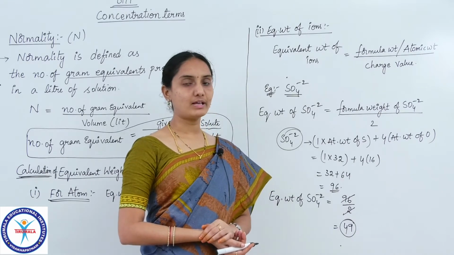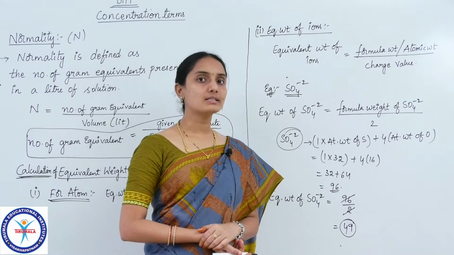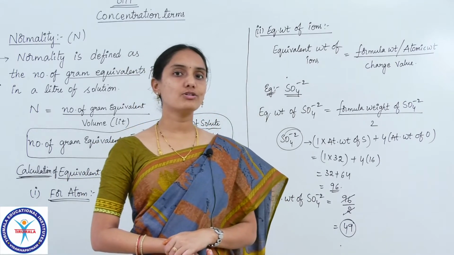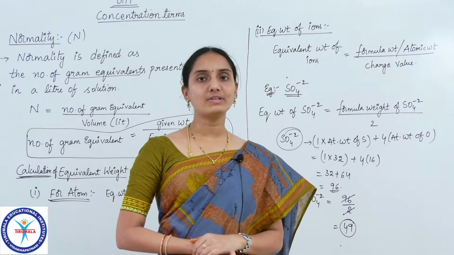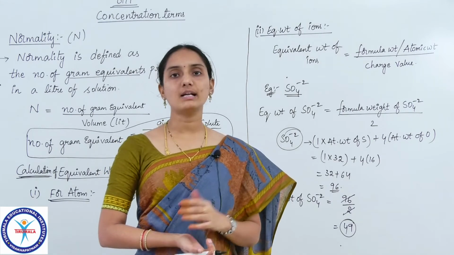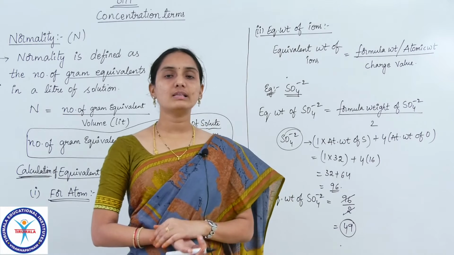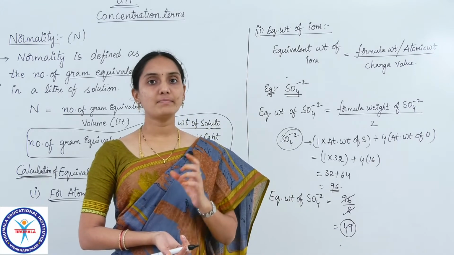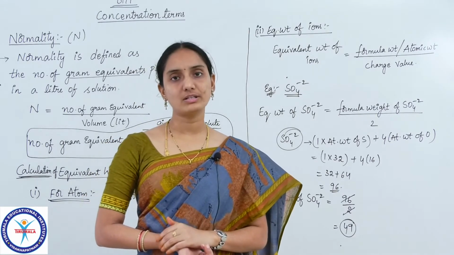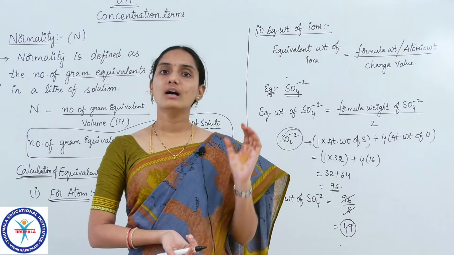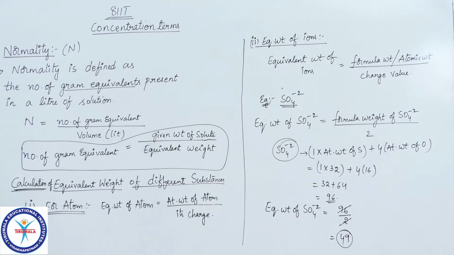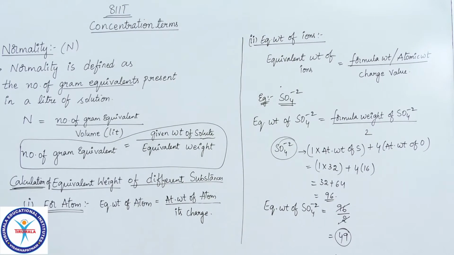So in such a manner, if they give any ion and ask you to calculate the equivalent weight, children, then what all you have to do is, first calculate the formula mass of that ion, if it is a compound ion. If it is a simple ion, you can directly take its atomic weight and divide it by its charge value. Whether it is positive or negative, you just take the value of that charge and divide the formula mass or atomic mass of a particular ion by its charge.